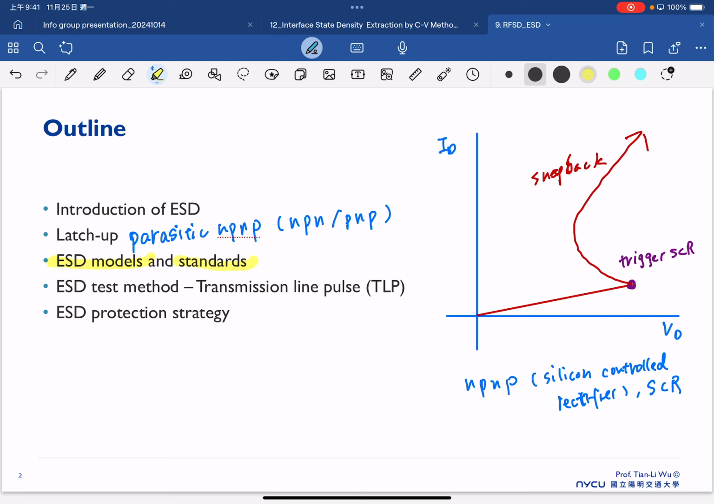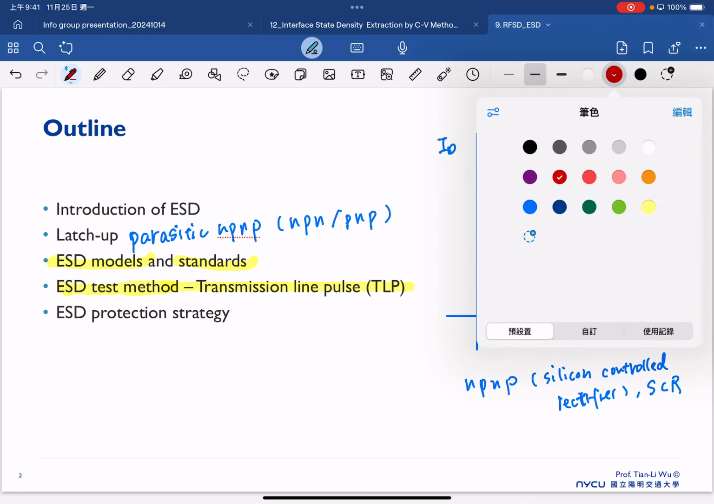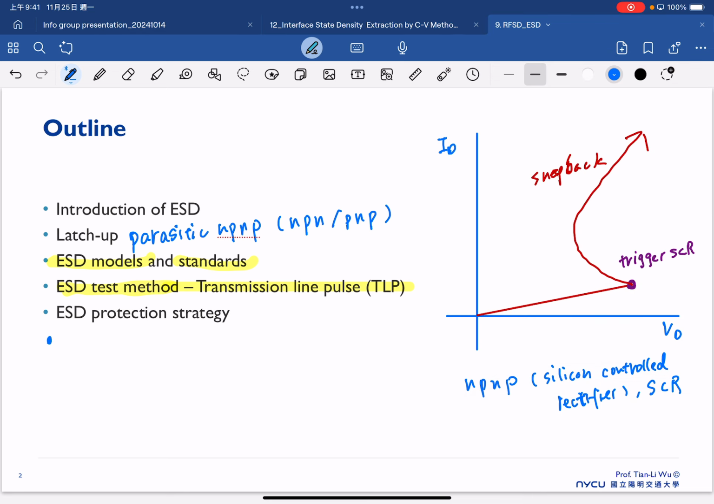We will also talk about the typical ESD testing methods. Usually we use a way we call the transmission line pulse, or TLP. The TLP is very widely used, whether on-wafer or at package level. We use the TLP to look at reliability, especially related to ESD issues. And here we will also talk about some basic ESD protection strategy, and the future challenges of ESD.